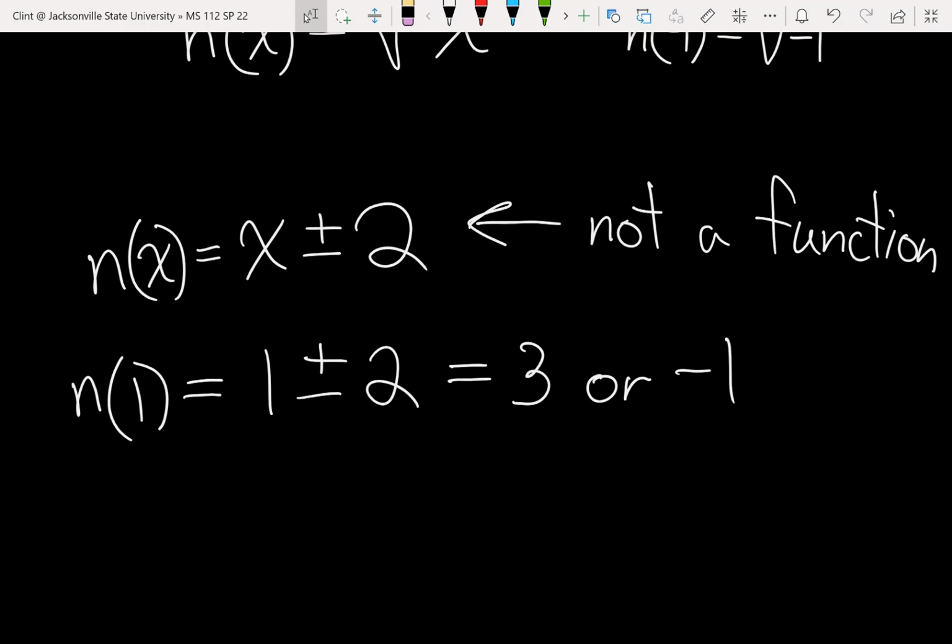But that breaks the rules, right? That breaks the rules because for a function, for any given input, we have to have exactly one output. We can't have more than one. That one's not a function. Okay?